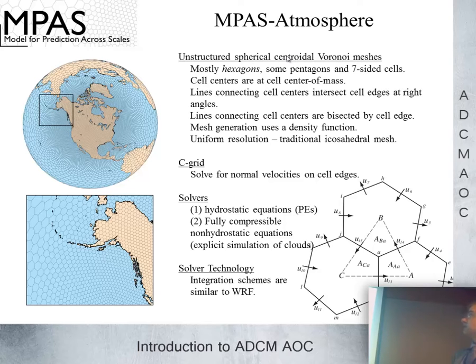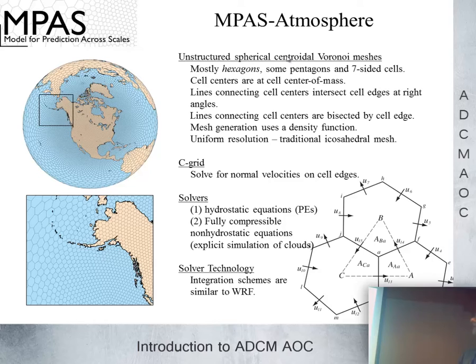Basically, it's an unstructured spherical centroidal Voronoi mesh, mostly hexagons. If you're doing a uniform distribution on a sphere, it's mostly hexagons and some pentagons, and for the more general case where you might be doing local refinement, you may get other shapes of cells too. The lines connecting the cell centers intersect the cell edges at right angles. This is the structure of the grid here. Basically, these cell centers, like B and C, are intersected by a line at right angles at the cell edge. The velocities are defined only at the cell edges as a normal velocity.